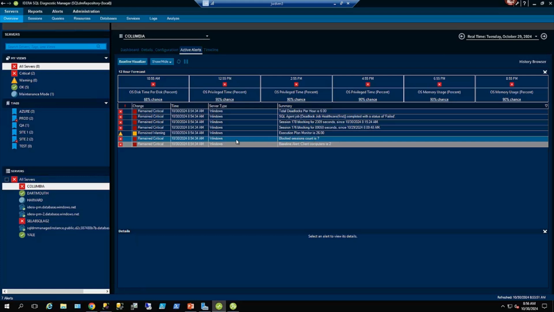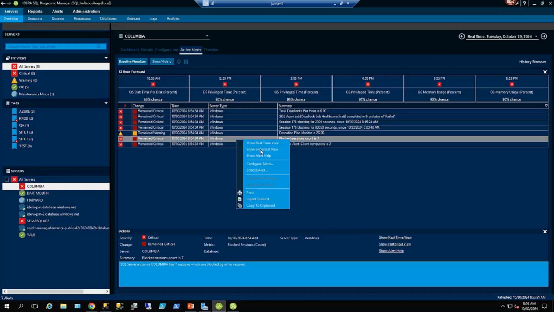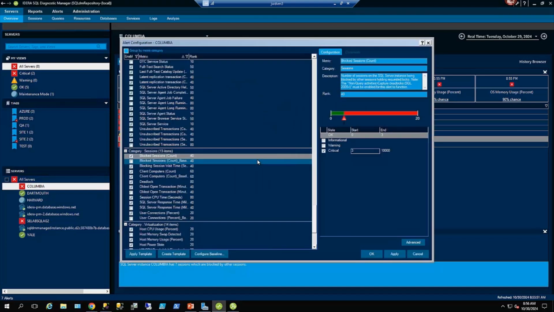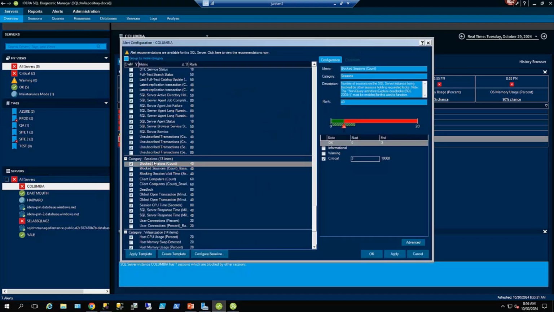But let's imagine for whatever reason, this blocking happens all the time in my environment, and for whatever reason I don't necessarily want to be notified about it. Just note that if I right click and hit configure alerts on that metric, and that's what I'm going to do, it will take me to the server in question, and it will highlight the metric that is causing that warning or critical condition. And from this scenario, if let's say I don't want to monitor blocking, or let's say I want to change the threshold, I can do that.